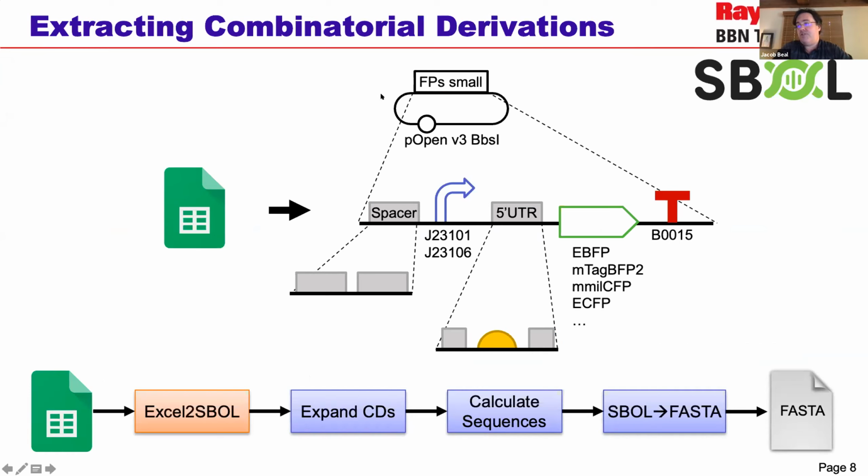essentially a machine-readable version of a whiteboard sketch that looks like this. We're going to put all the different constructs in the fluorescent protein small library into the pOpen V3 plasmid backbone. What are those constructs? If we expand them out, we find that we're starting with a spacer, then one of 2 proteins, then a 5' UTR chunk, then one of a number of fluorescent proteins, because this particular project is looking at some alternative for standard fluorescent proteins, followed by a terminator.